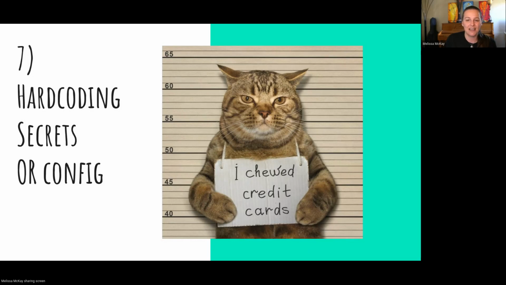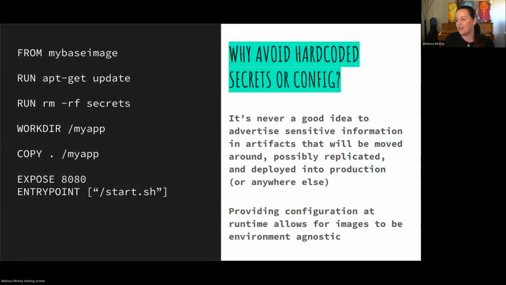All right, number 7, hard coding secrets or config. This problem is pretty obvious. Your images are going to land in multiple places, multiple environments, multiple development machines. You don't want to pass around that sensitive information because it'll spread like a disease, and your only recourse once it's out there is to invalidate it and start over.